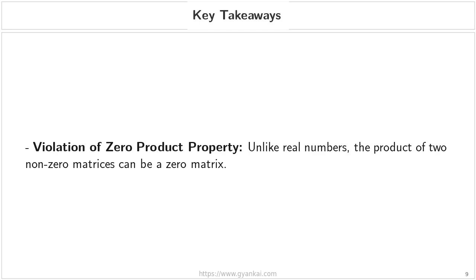Key takeaways. First, we have explored the violation of the zero product property. As we discussed at the beginning of the session, in real number algebra, a product of zero requires at least one factor to be zero. However, in matrix algebra, this is not the case. It is entirely possible for the product of two non-zero matrices to result in a zero matrix.